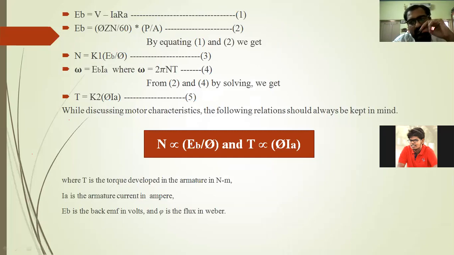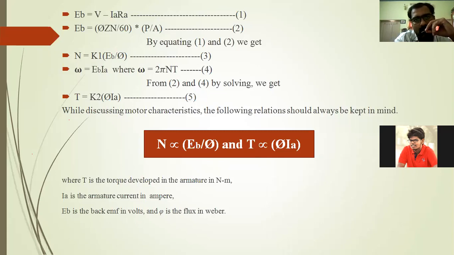Whereas the back EMF is also given by the equation phi Z N by 60 into P by A, where phi is the flux, Z is the number of conductors, N is the speed of the motor per second, P is the number of poles, and A is the parallel path. By considering all these things, we define the back EMF. By equating these two equations, we get the speed equation, where N is directly proportional to some constants.